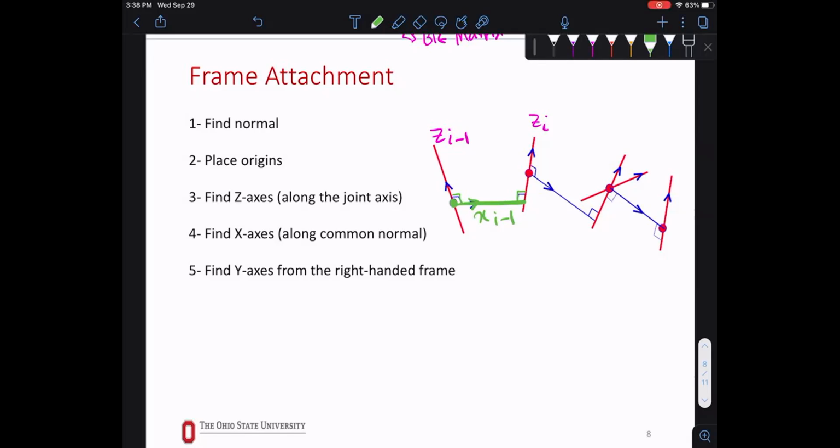So the next frame is zi, and then this one is z i minus 1, let's say. The common normal is this. Place the origin, we'll call this xi. Moving to the next frame. Oh, look at this, funny. The i plus 2. zi and z2 are coinciding. Which way is the common normal?